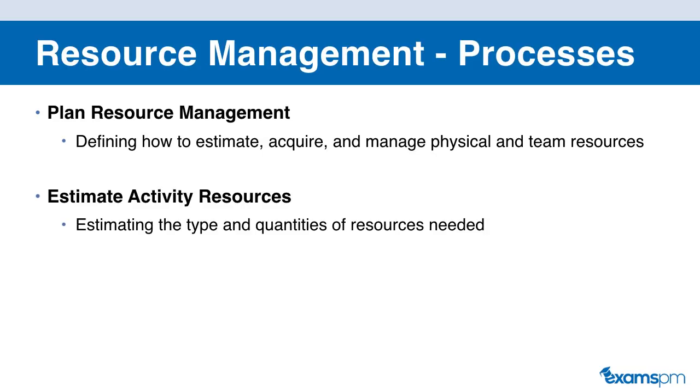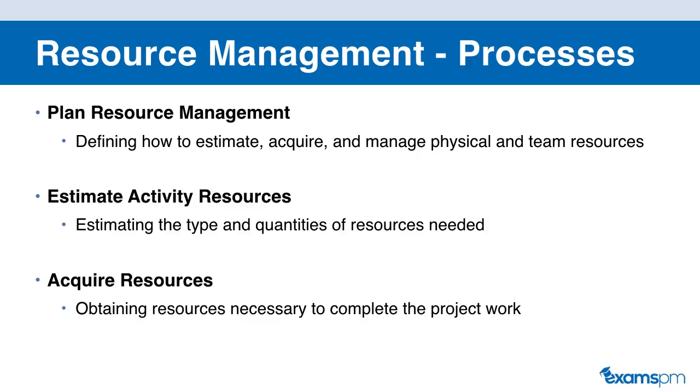Once you have done that, you are now ready to estimate the activity resources. This is where you're estimating the type and the quantity of both physical and team resources that you need. For example, in order to complete my project, I need 4 engineers. So that's identifying the type, which is the engineers, and the quantity, which is 4 in this case. Now, once you have estimated how much and what type of resources you need on your project, you are now ready to go out there and acquire these resources to help you complete your project. So the next process is called acquire resources. This is where you're obtaining the resources necessary to complete your project work.